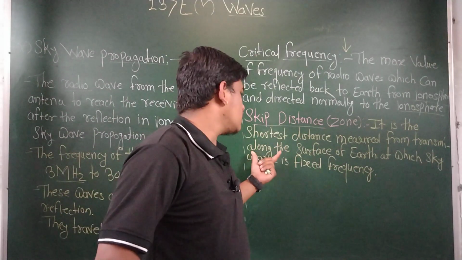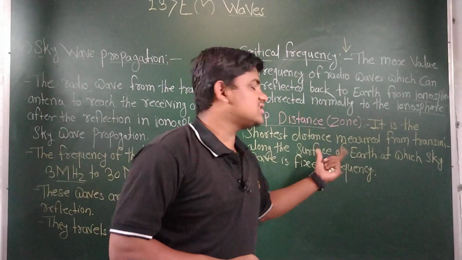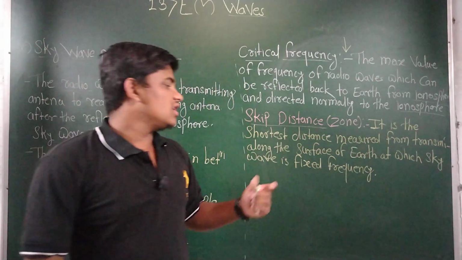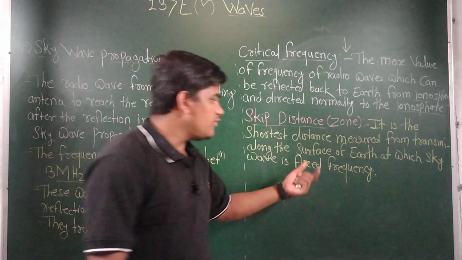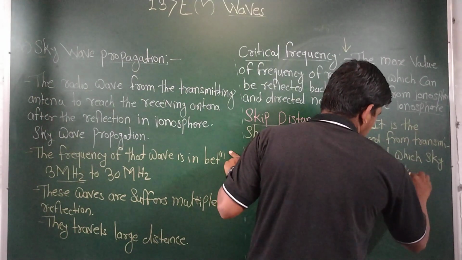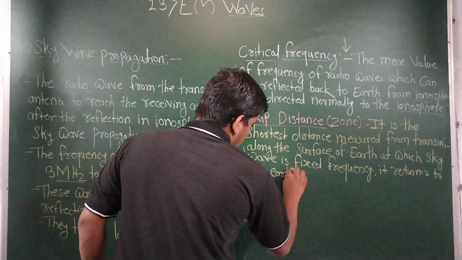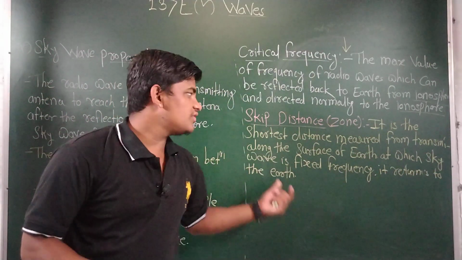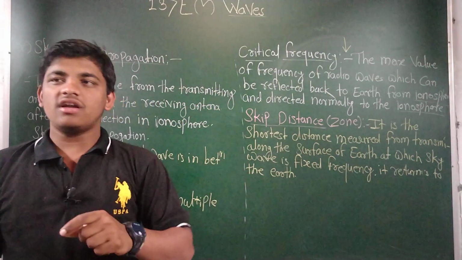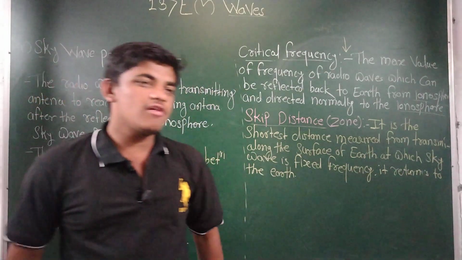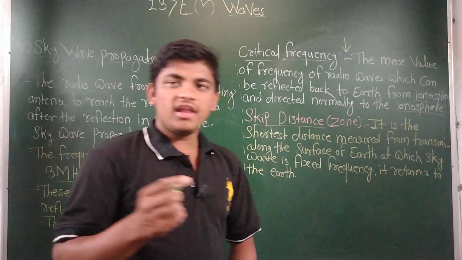It is the shortest distance from the transmitter measured along the surface of the earth at which the sky wave of fixed frequency will return to the earth. This is the skip distance or zone, and it is also one of the ranges. This is all about the skip distance, also called the zone. Then I will solve one of the problems here.